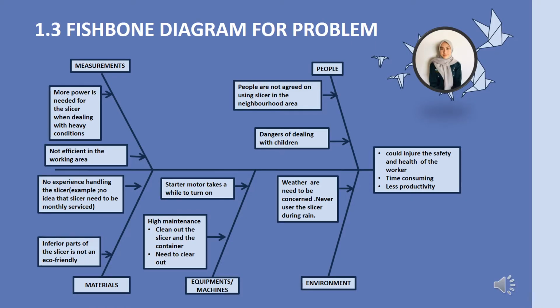I'm Ros Anis Farihan. This is the fishbone diagram for the problem. There are measurements, people, material, equipment, and environment. For the measurements, more power is needed for the slicer when dealing with heavy conditions, and it is not efficient in the working area. For the people, they do not agree on using the slicer in neighborhood areas, and it is very dangerous when dealing with children. For the material, inferior parts of the slicer are not eco-friendly, and there is no experience handling the slicer. For example, there is no idea that the slicer needs to be serviced monthly.